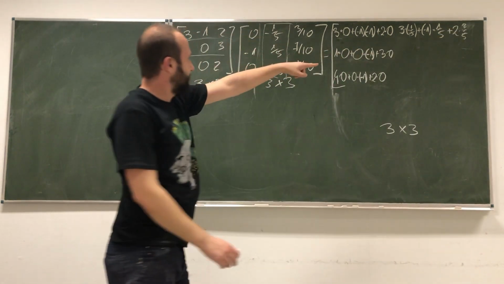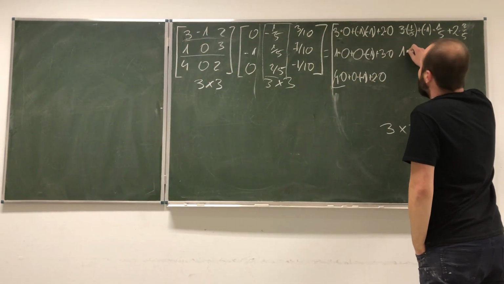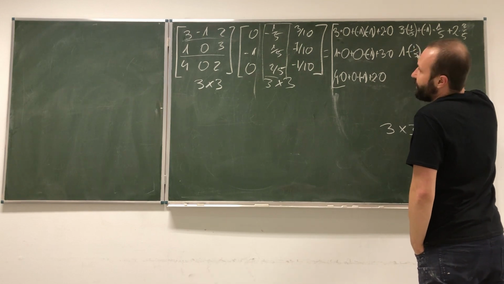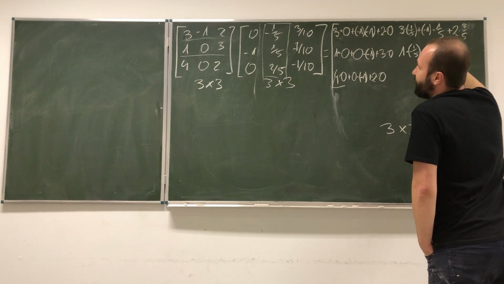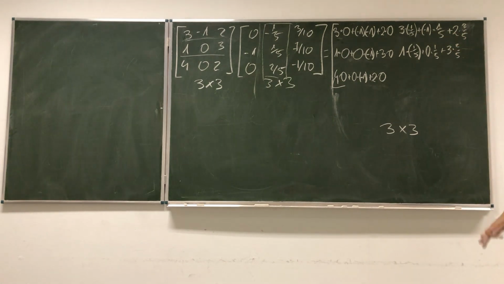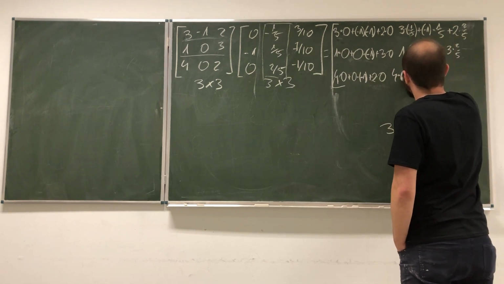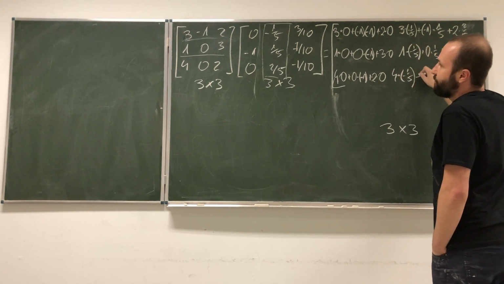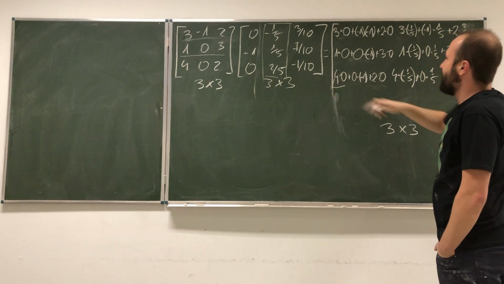Then next element, second row, second column. I use second row, second column. Okay, so this is 1 times negative 1 over 5 plus 0 times 1 over 5 plus 3 times 2 over 5. Okay, and finally, this element lies in the third row and second column. So 4 times negative 1 over 5 plus 0 times 1 over 5 and 2 times 2 over 5.